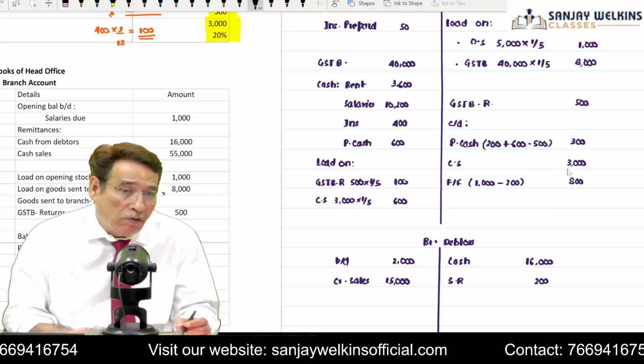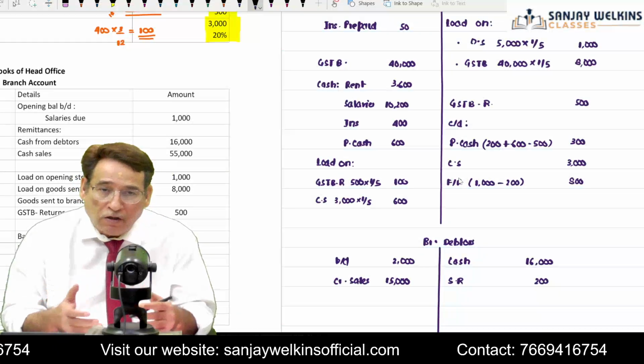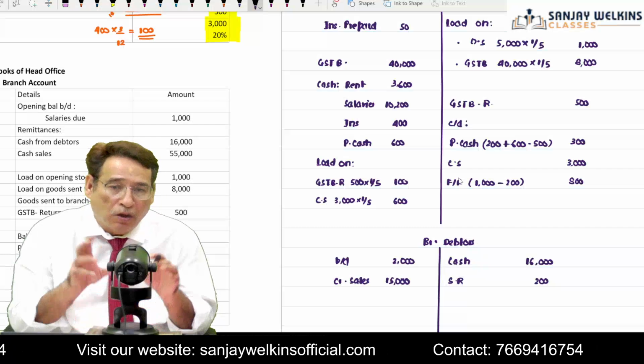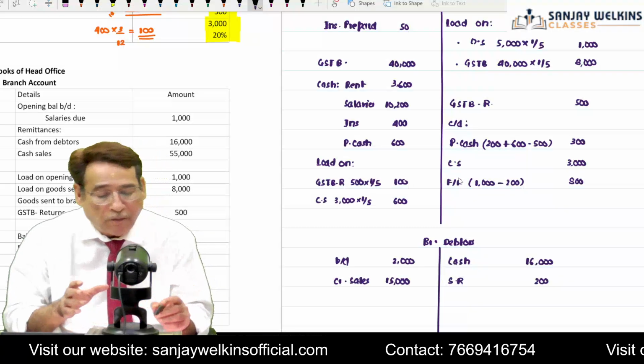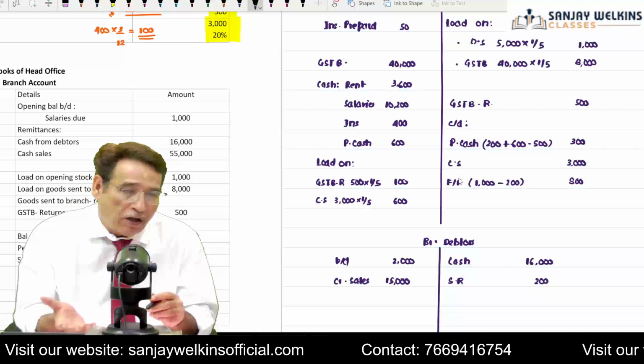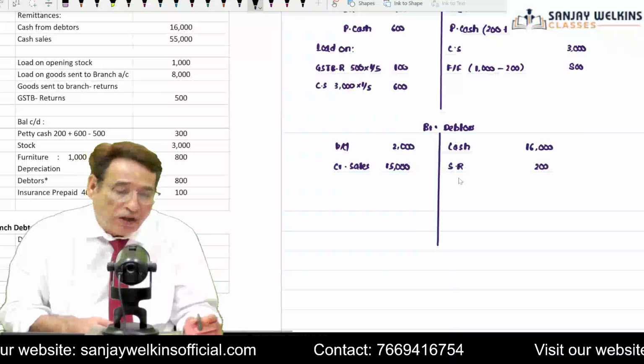I've already told you we never show depreciation directly, because we are not preparing branch account. We cannot write here depreciation directly. So in order to incorporate expense of depreciation in this particular account, we have to put opening balance of furniture on the debit and closing balance on the credit, and the difference will be equal to your depreciation.